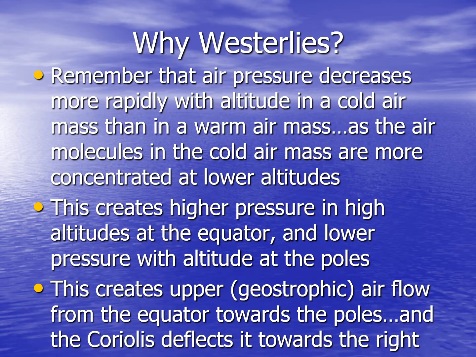So this creates something called geostrophic airflow from the equator towards the poles, and then the Coriolis effect deflects it towards the right. I will go ahead and tell you that you can forget about that last bullet there. We briefly may have touched on geostrophic airflow in a past chapter, and I'd mentioned that it would not be on your exam, and you're not going to need to know that. Why westerlies? We will answer that question in class together when we draw the global wind scale.